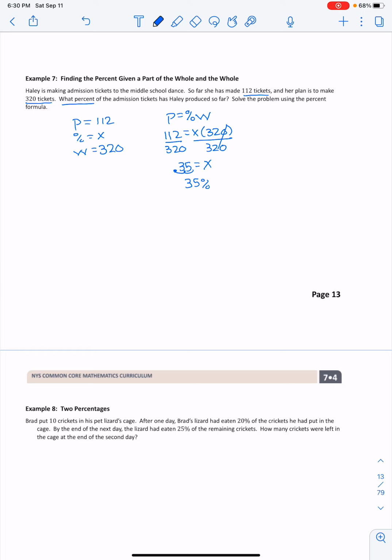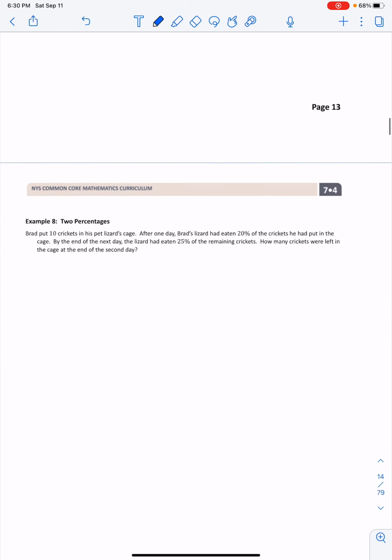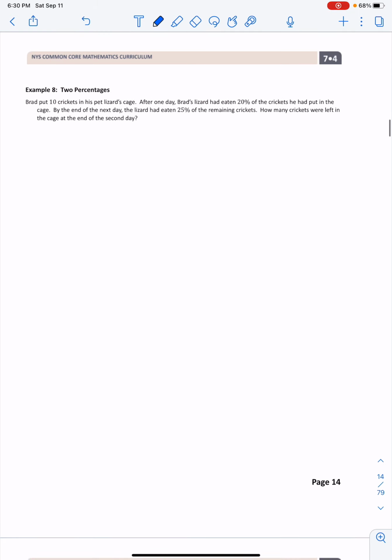My last example shows us sometimes we have to use that percent equation more than once. We have Brad put 10 crickets in his pet lizard's cage. After one day, he had eaten 20% of the crickets that he had put in the cage. By the end of the next day, he had eaten 25% of the remaining crickets. How many crickets were left in the cage after the end of the second day?